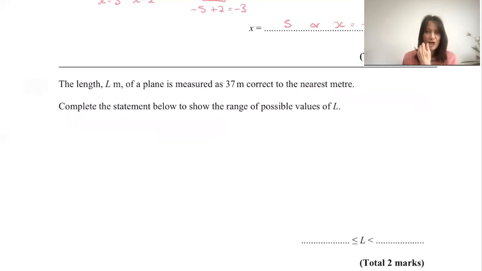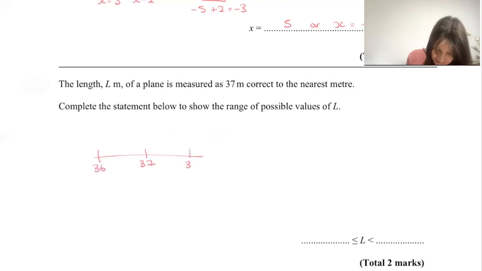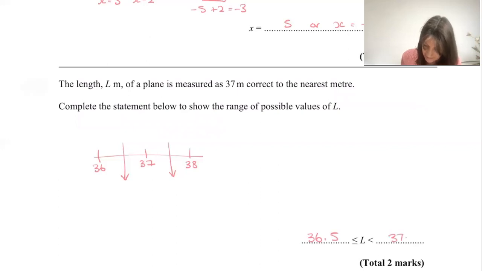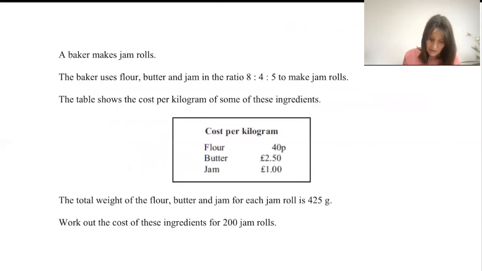Okay, so this is a worded error interval question. So 37 is the rounded number, but what is the range of numbers that could have rounded to 37? So we use a number line to help us with this. So 37, 36, 38 is my number line. Halfway points are the numbers that I put here. So I've got 36.5 and 37.5. And you can see that we're not saying it could equal that, because obviously 37.5 rounds up, but we are saying it can equal that.